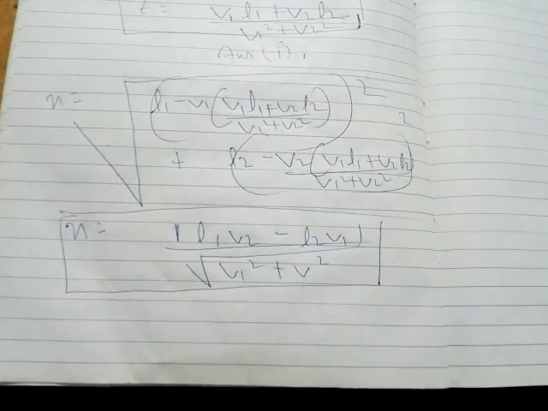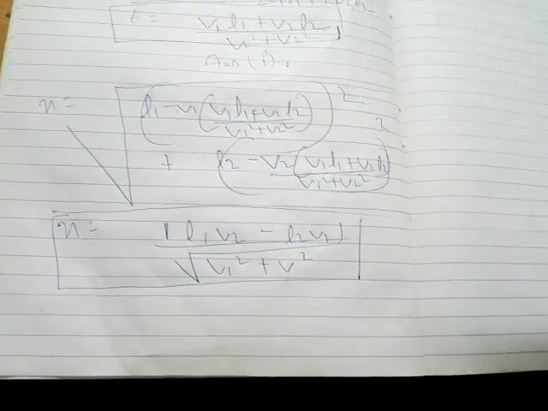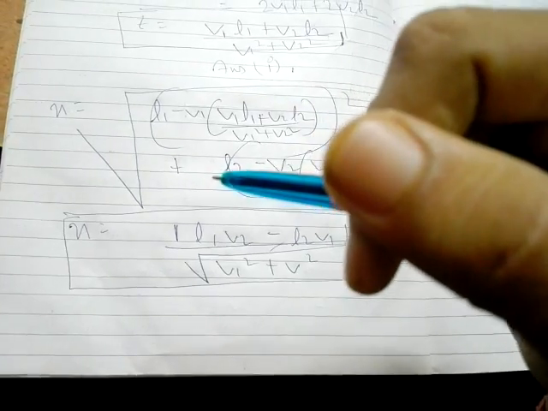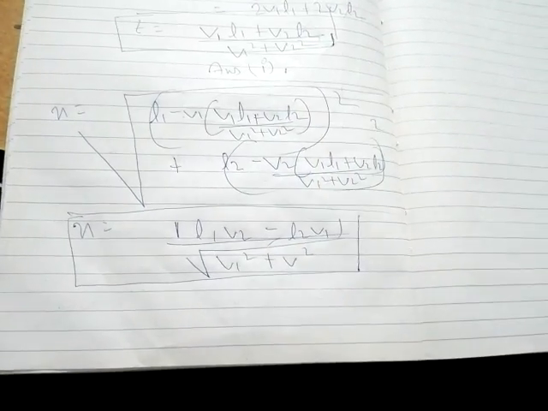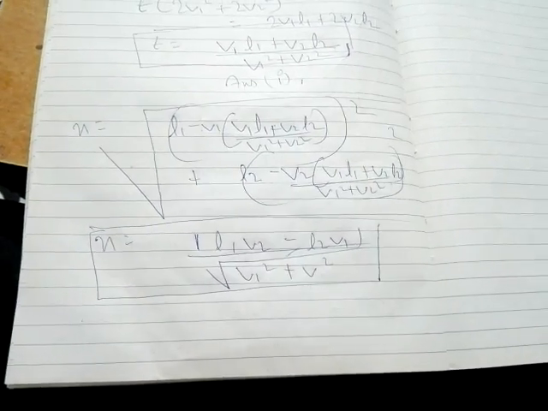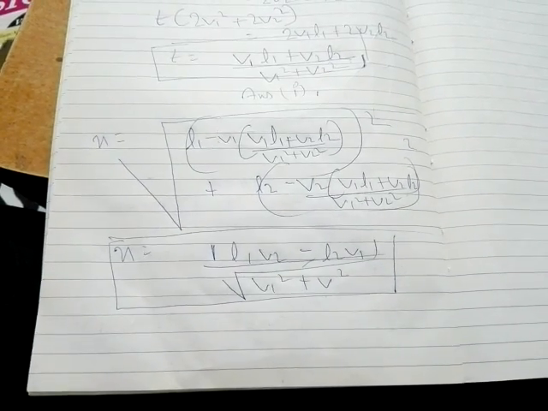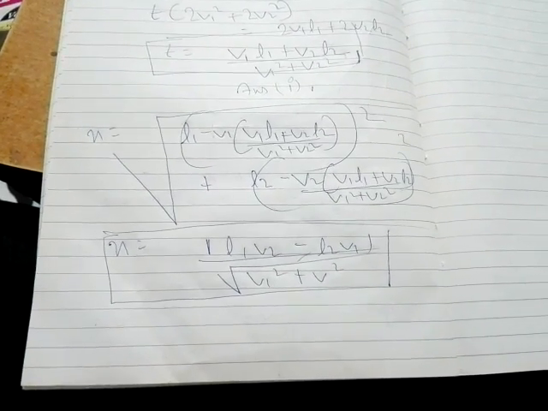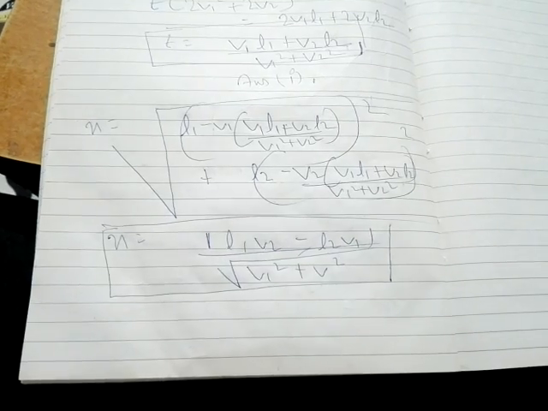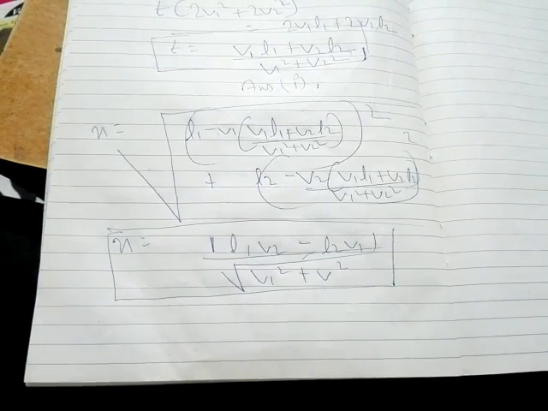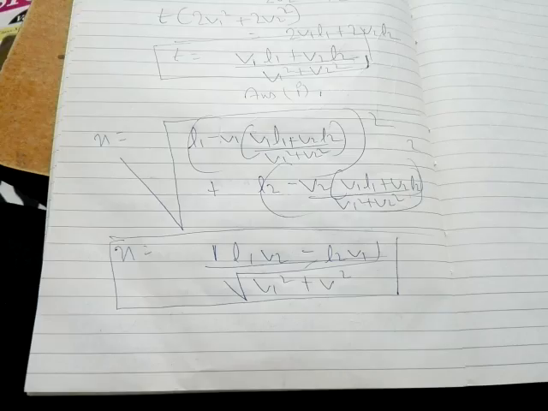You may be confused about why there is a mod sign over here. What do you mean by mod sign? This is the modulus of this expression. It is the distance, not the displacement. So the mod sign is really very helpful over here, as we are calculating distance, not displacement. I hope it is clear to you.